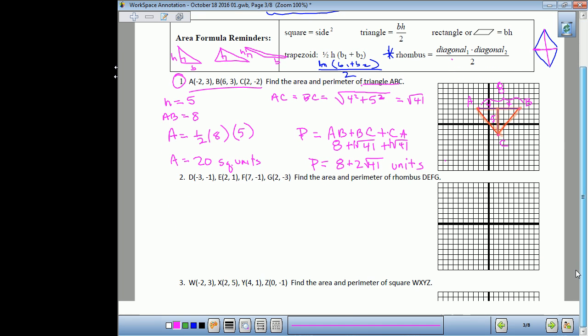All right. Go ahead and draw sketch number 2. It is a rhombus. The directions tell us it is, don't they? And when you draw it, it will appear to be what it is.